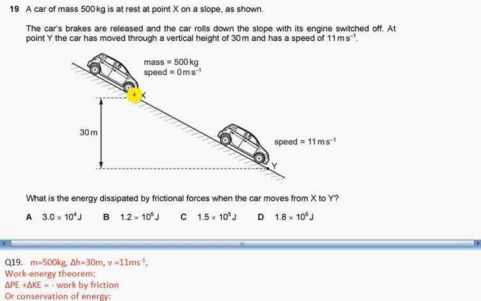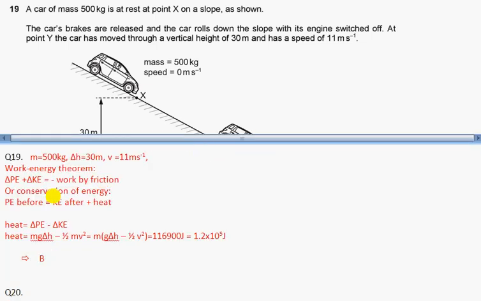So at X we have potential energy, at Y we have kinetic energy plus heat produced by frictional forces. So we put here the given information. Either we use the work-energy theorem, which tells us that the change of total energy equals minus the work done by friction, or conservation of energy: potential energy before equals kinetic energy after plus heat. So heat will be the change of potential energy minus kinetic energy.